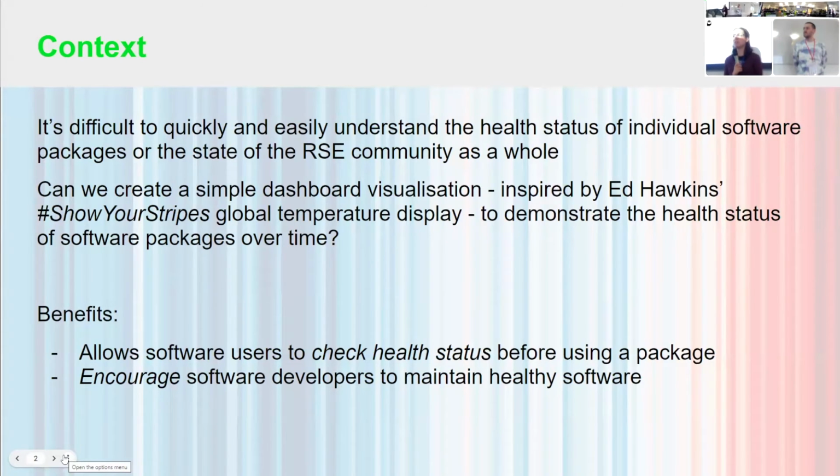So we were aiming to create a form of visualization with inspiration from Ed Hawkins' Show Your Stripes global temperature display, the climate stripes, the warming stripes, hoping to display the health status of software packages, ideally in terms of a time progression. So how it's historically evolved, and hopefully that can showcase that packages have got more healthy and more high quality over time, or at least encourage things to get better. So the main benefits were a quick check and also to encourage people to think about these concepts.